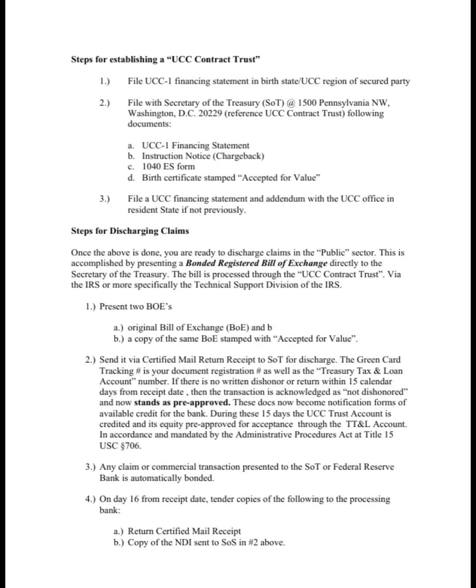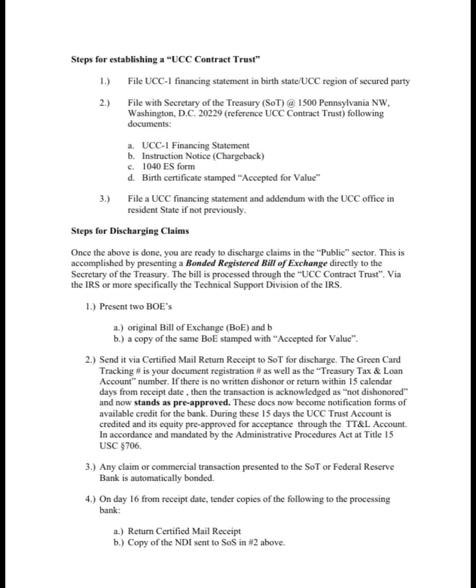So A, UCC1 financing statement. Two, the instruction notice or chargeback, right? This is the chargeback, notifying them to go ahead and credit the account. And then a 1040 ES. The 1040 ES form is a voucher, right? That's going to be made out for whatever the value is of that particular bond or instrument that you're going to be sending them. When you look at the 1040 ES form, those are for trust transactions. That's specifically what that particular voucher is for.